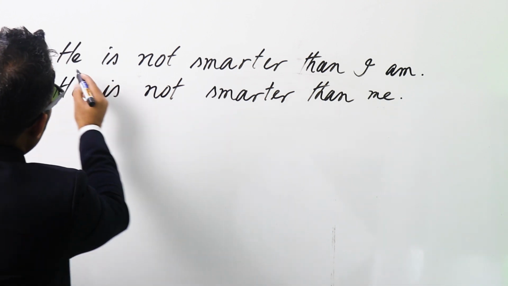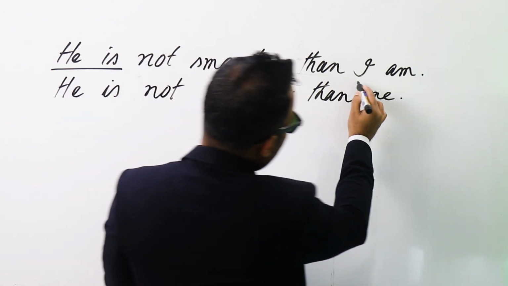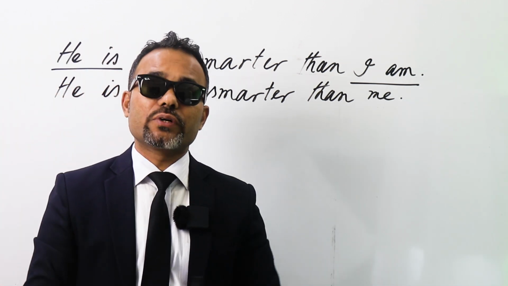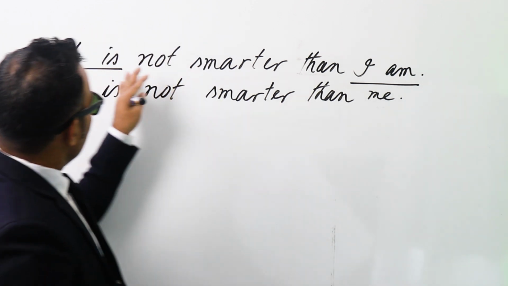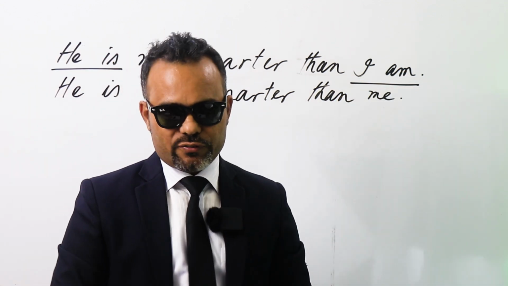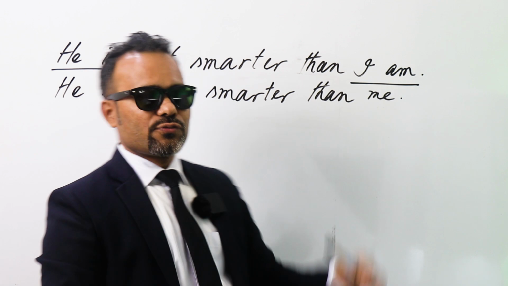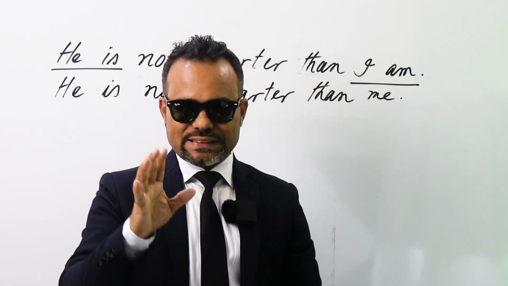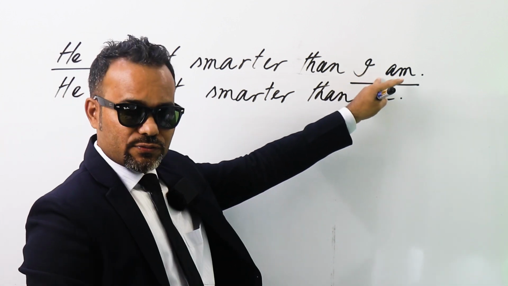Here we have he is, and here we have I am, meaning both of the parts have a clause. Here we have a clause and here we have a clause. Clause means one subject and one verb. This is the formal one. Especially in American English, you will see they use the subjective form.